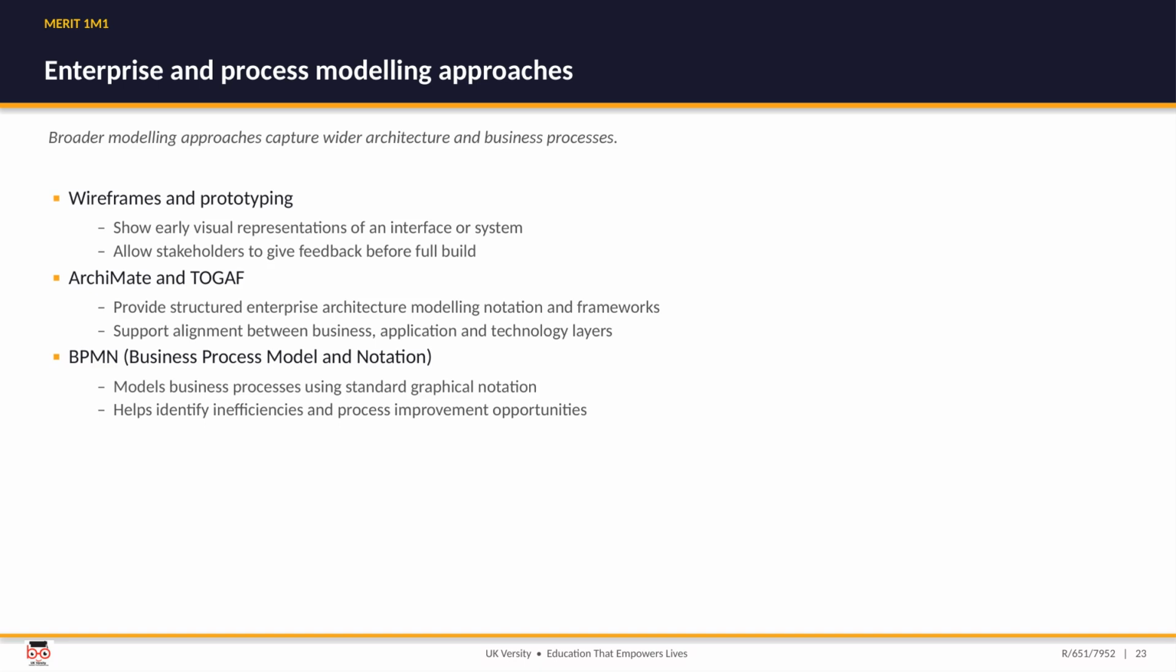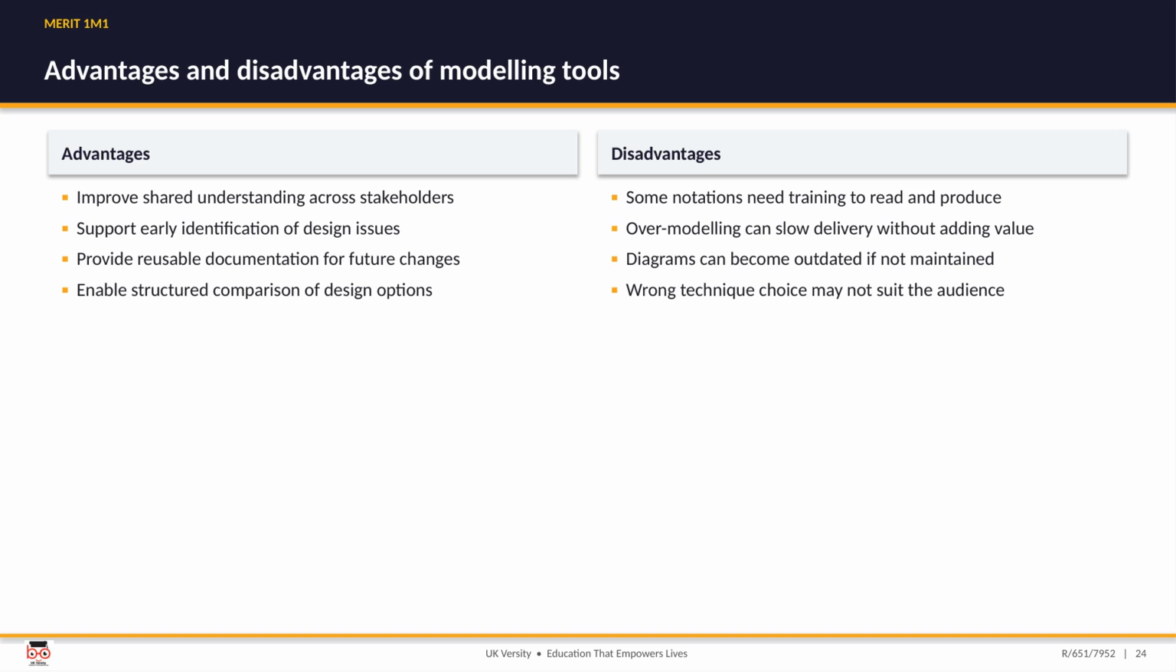ArchiMate and TOGAF provide structured enterprise architecture notation and frameworks that help you line up the business, application, and technology layers of an organization. And BPMN, the Business Process Model and Notation, models business processes in a standard graphical form, which is excellent for spotting inefficiencies and opportunities to improve a process. Like the life cycle models, these tools cut both ways.